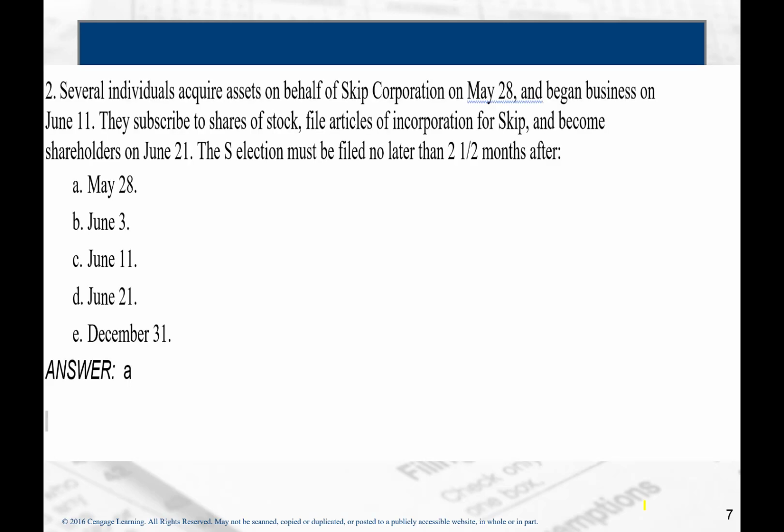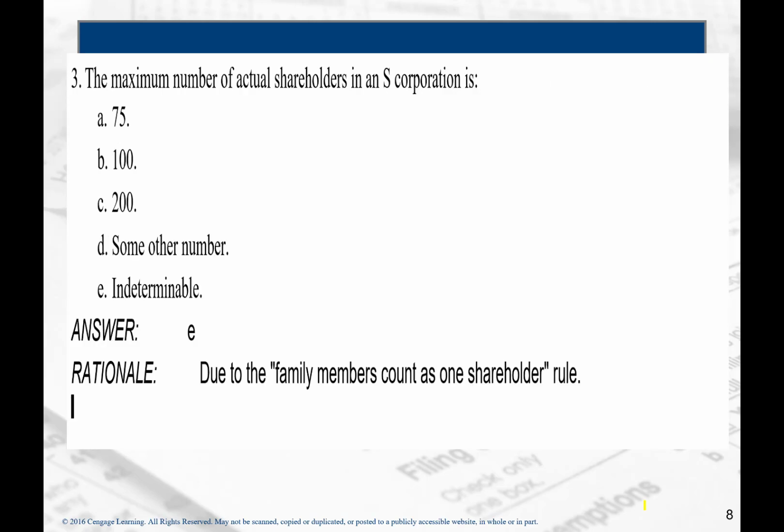Let's take a look at this one. Several individuals acquire assets on behalf of Skip Corporation on May 28th and begin business on June 11th. They subscribe to the shares of stock, file articles of incorporation for Skip, and become shareholders officially on June 21st. The S election must be filed no later than 2.5 months after what? May 28th, because we had met one of those requirements. We had started to acquire assets on behalf of the corporation. So that's sort of dealing with formation.